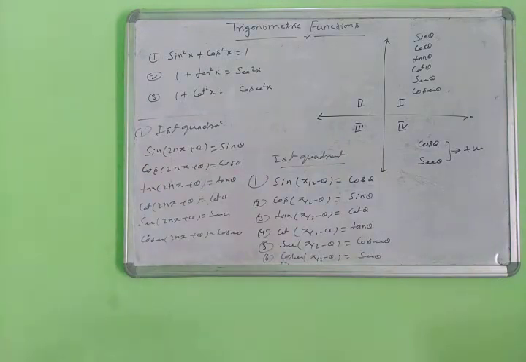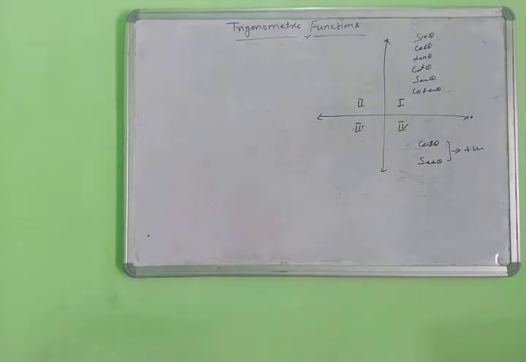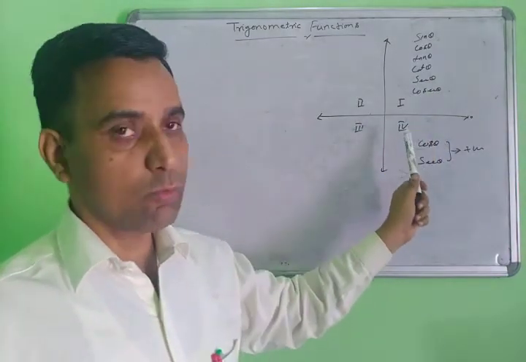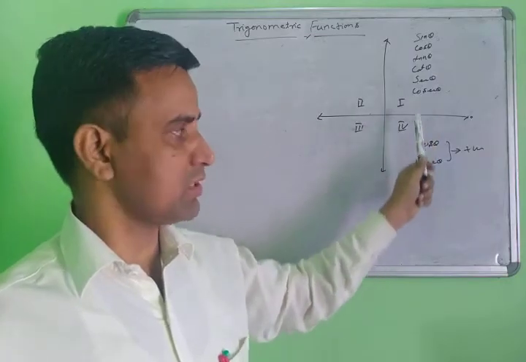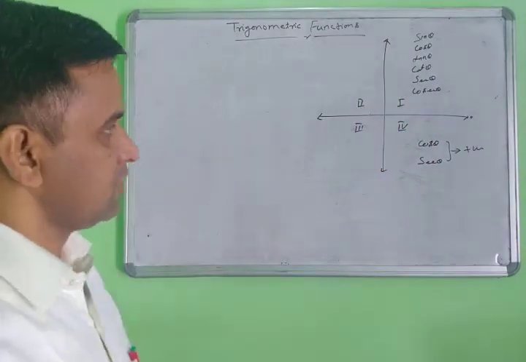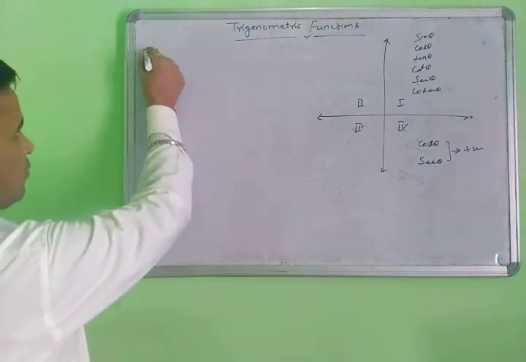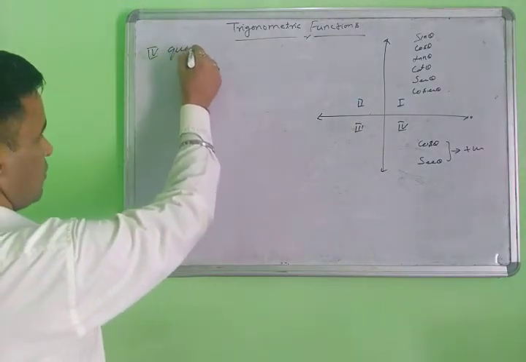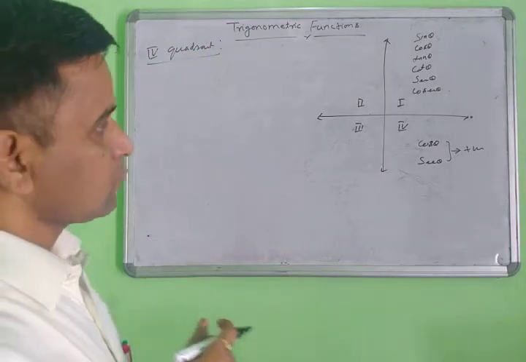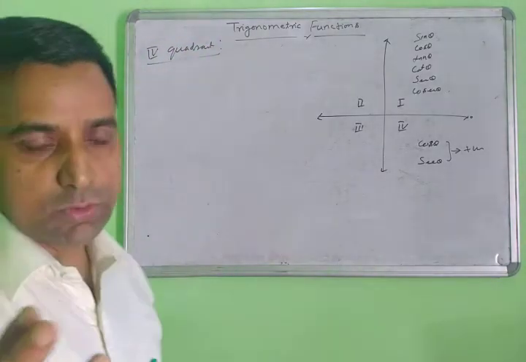Yes, students, the first quadrant is completed. Now come to the fourth quadrant. This relation is first and fourth, then second and third. Look here, the fourth quadrant has two types.